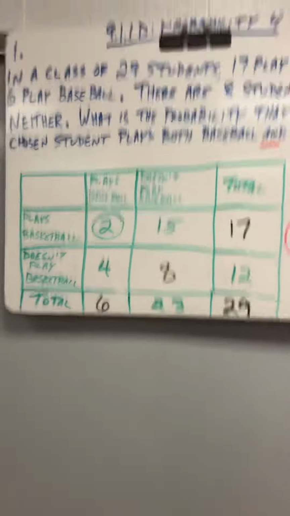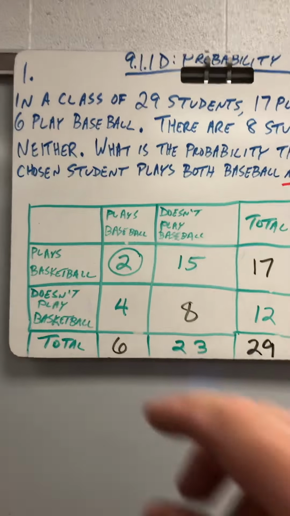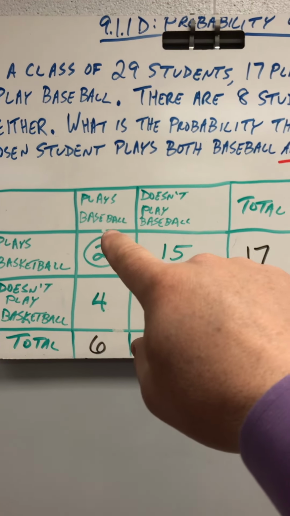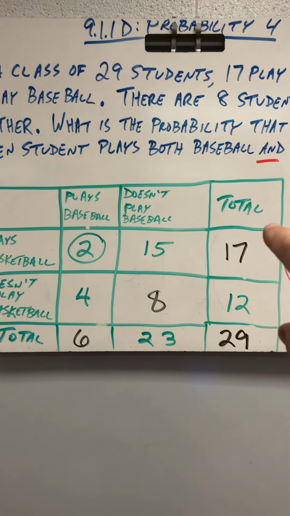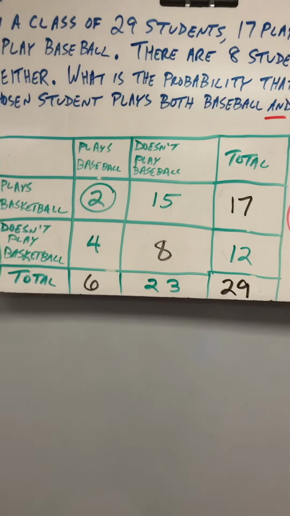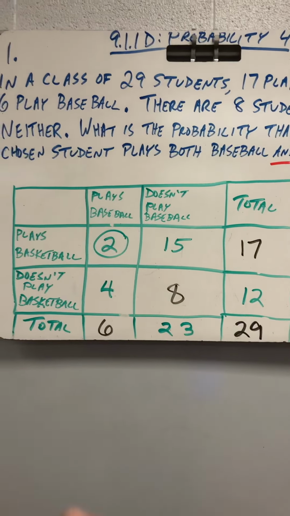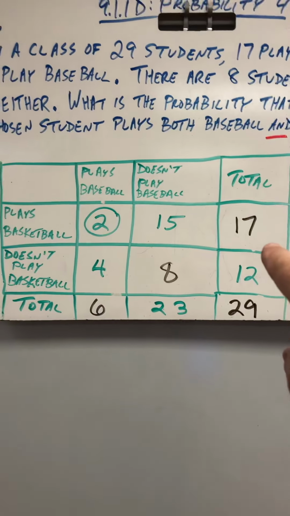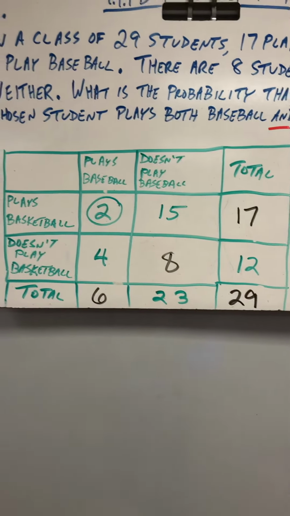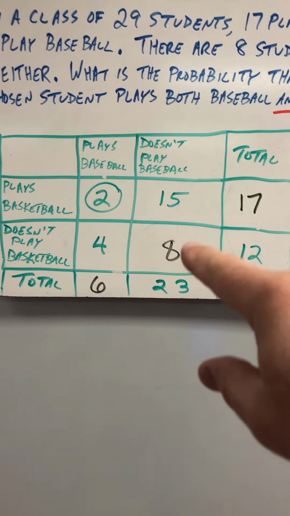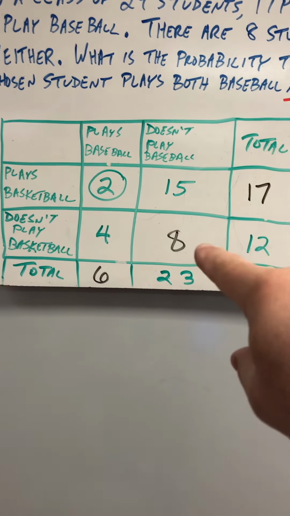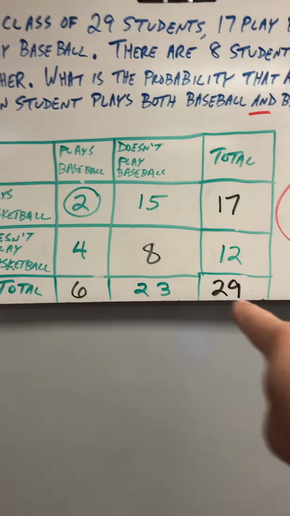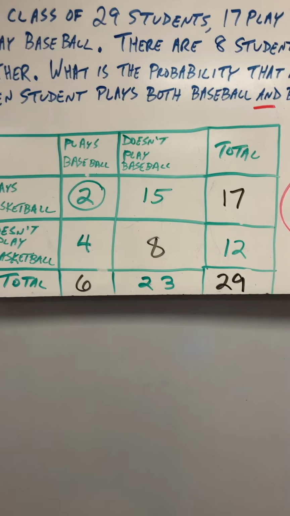Now in black here are the given numbers, right? So look, you've got people that play basketball, don't play basketball. Then you have play baseball and don't play baseball. And then there's a total, okay? You have to set your chart up like this. So you're given that a total of 6 play baseball, a total of 17 play basketball, and a total of 8 don't play either. So that doesn't play baseball and doesn't play basketball. And you're told that altogether there's 29 people in the class.